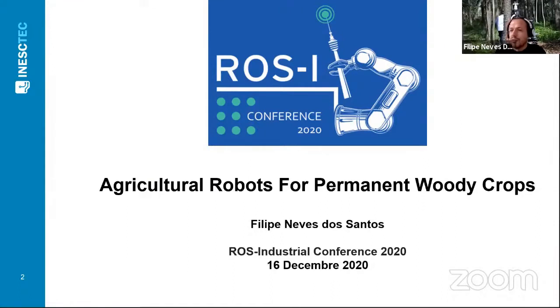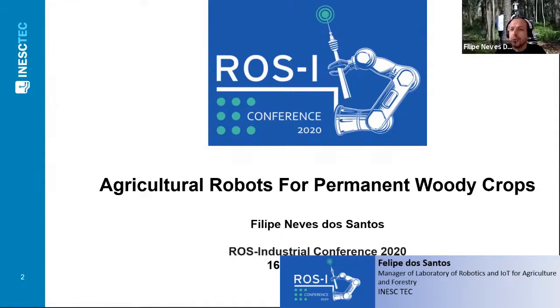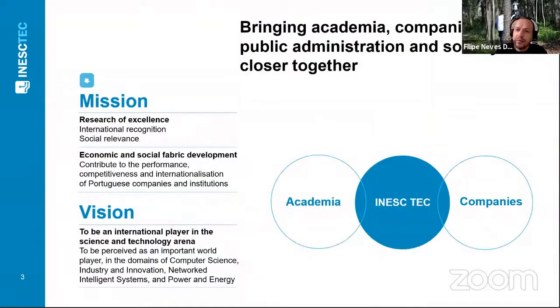As said before, I will present a brief overview of what we are doing about agricultural robots for permanent woody crops. And most of our work is basically on ROS, so it makes sense. Before I start speaking about what we do, I must speak about ourselves. INESC TEC is a private non-profit organization. We are between academia and company. So we don't sell products, we just build prototypes, which are afterwards commercialized by companies or startups in the world.